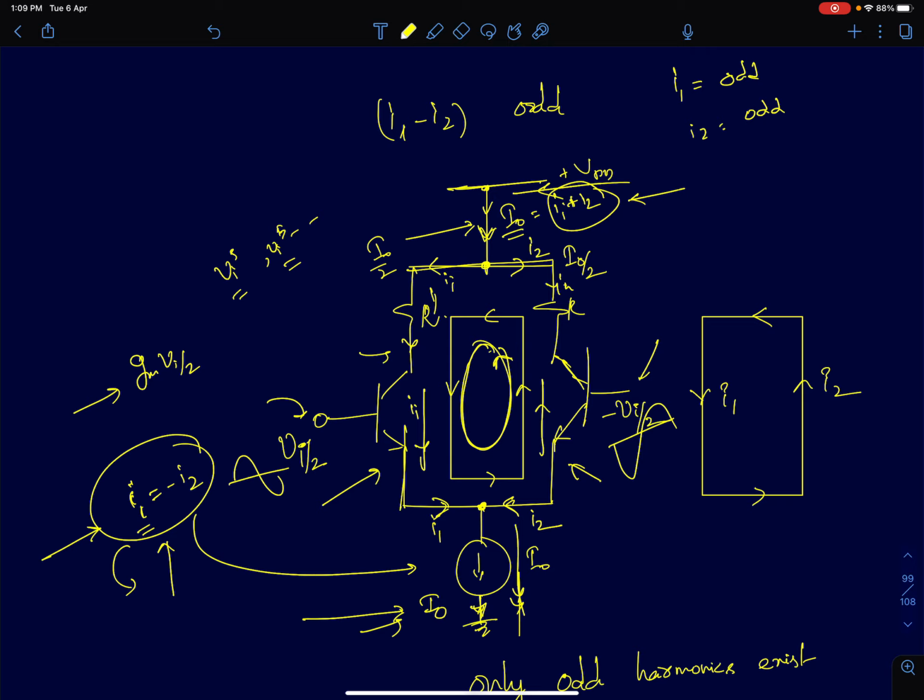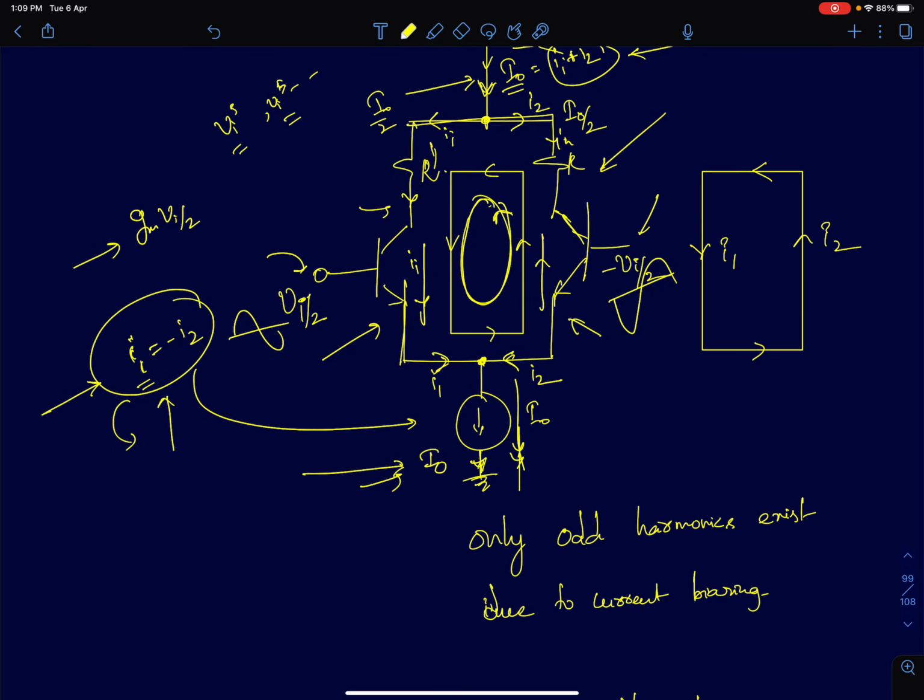So if you compare this to a voltage bias differential pair, the voltage bias differential pair had both even and odd harmonics present in the circuit. But when you took the output differentially, when you computed the differential current, that did not contain any even harmonics. But if you see a current bias differential pair, a BJT based differential pair, the circuit does not contain even harmonics anywhere to begin with. There are no even harmonics in the circuit at all to begin with. It only contains odd harmonics.